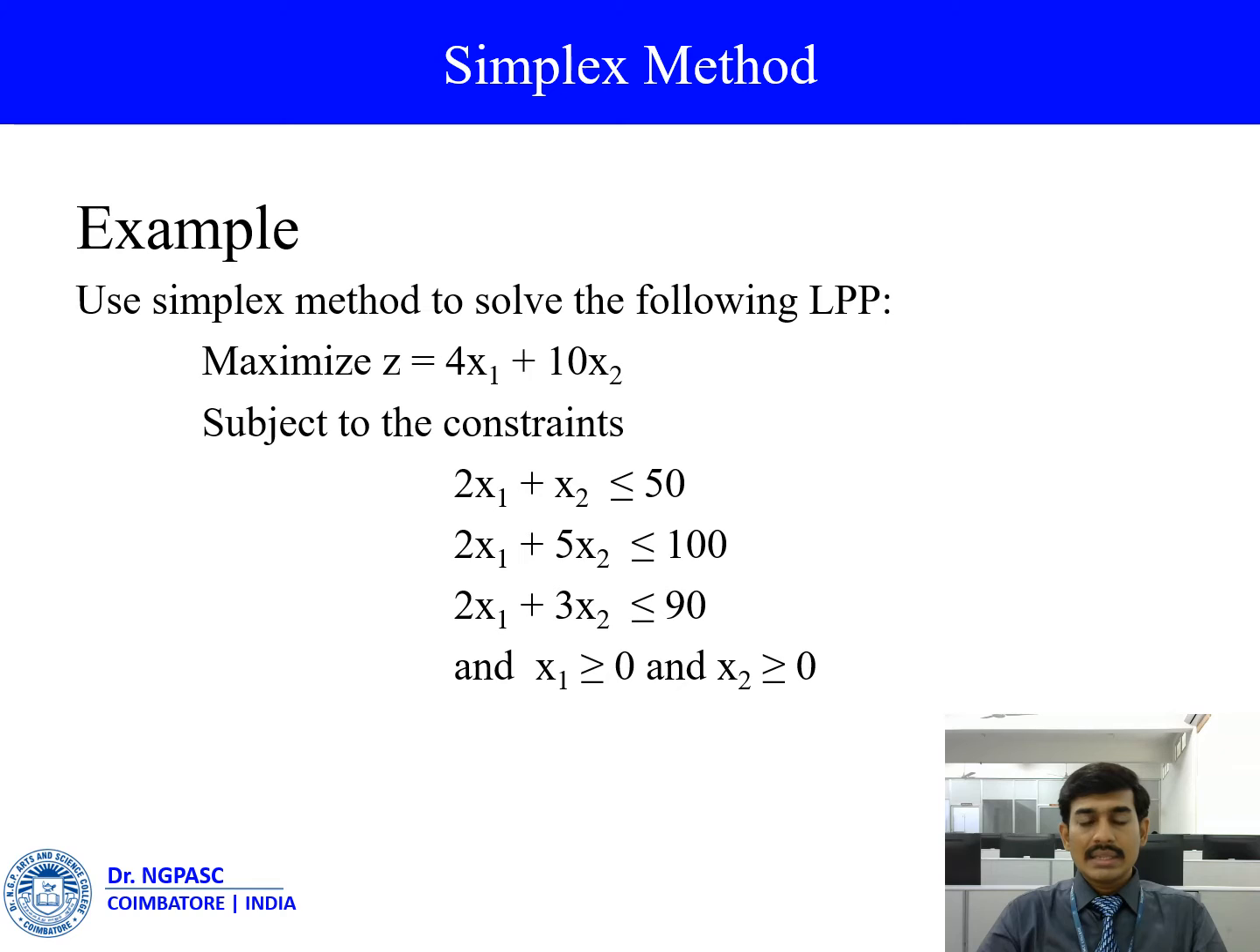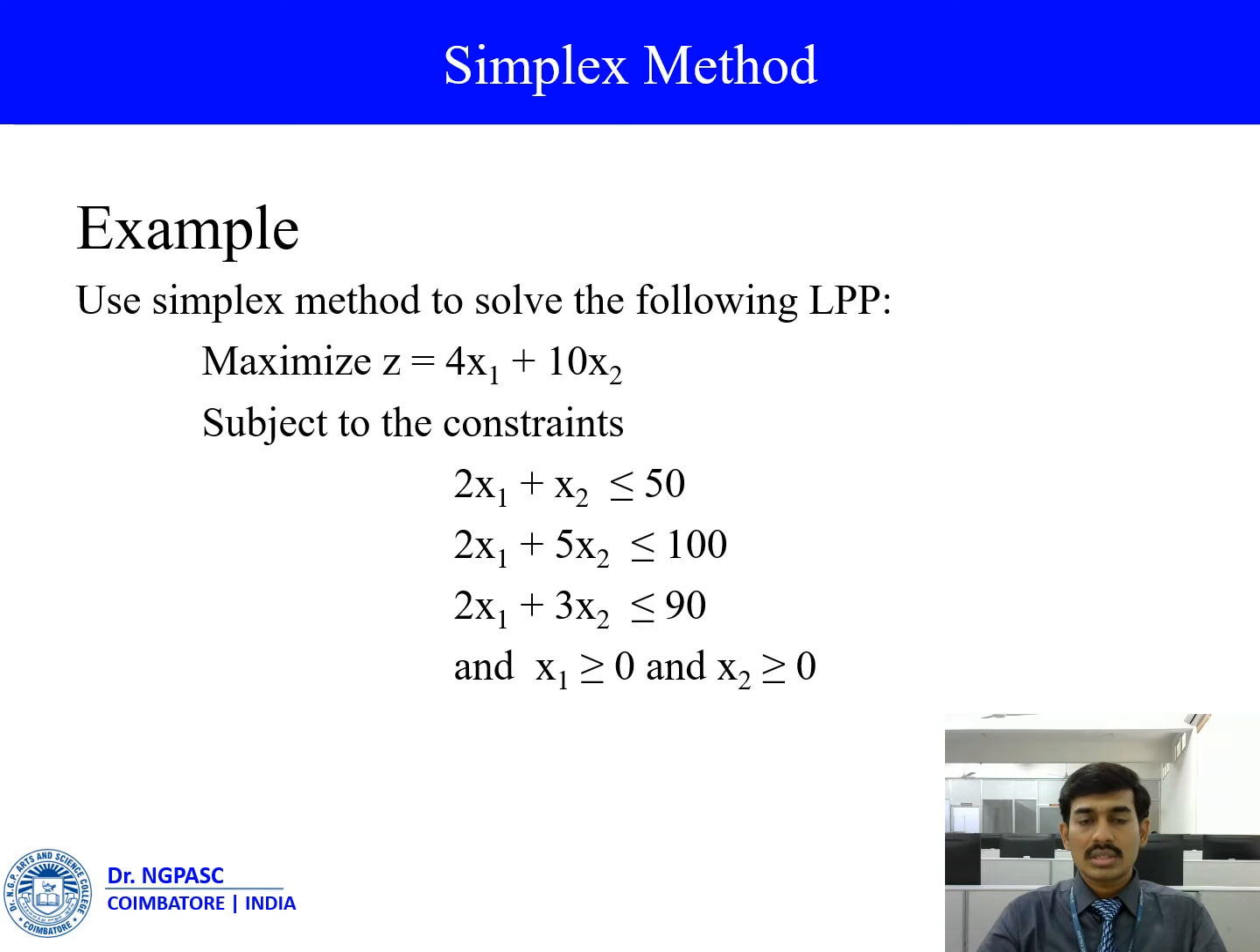Then we go to the example problem: use the simplex method to solve the LPP, linear programming problem. Maximize z equal to 4x1 plus 10x2, which is the objective function. Maximize or minimize, that is called the objective function. So here, maximize z equal to 4x1 plus 10x2.